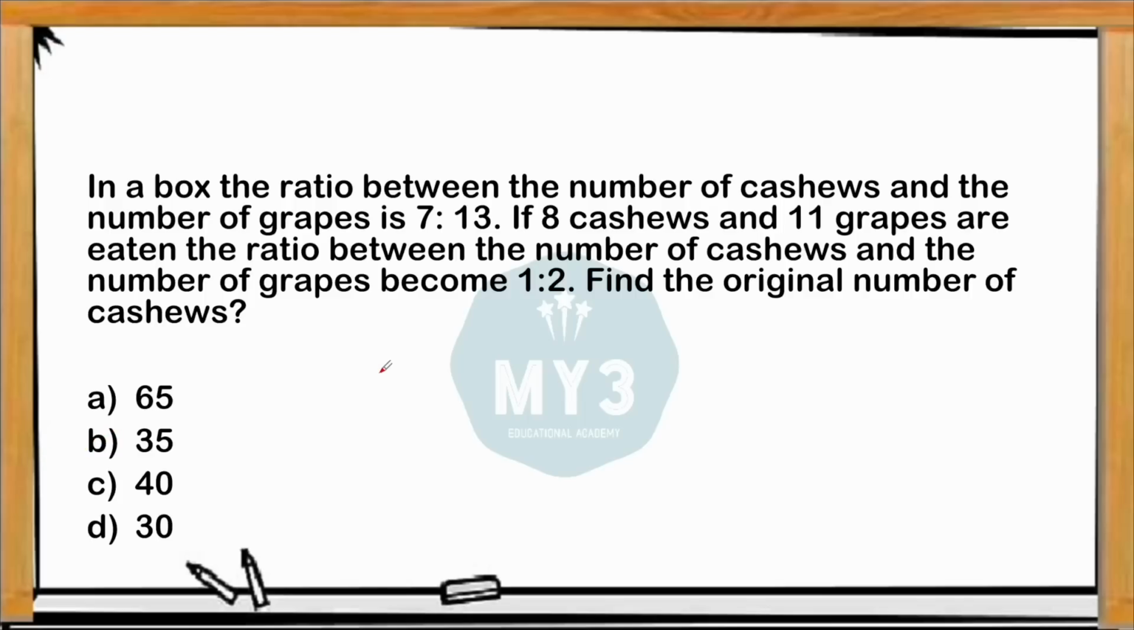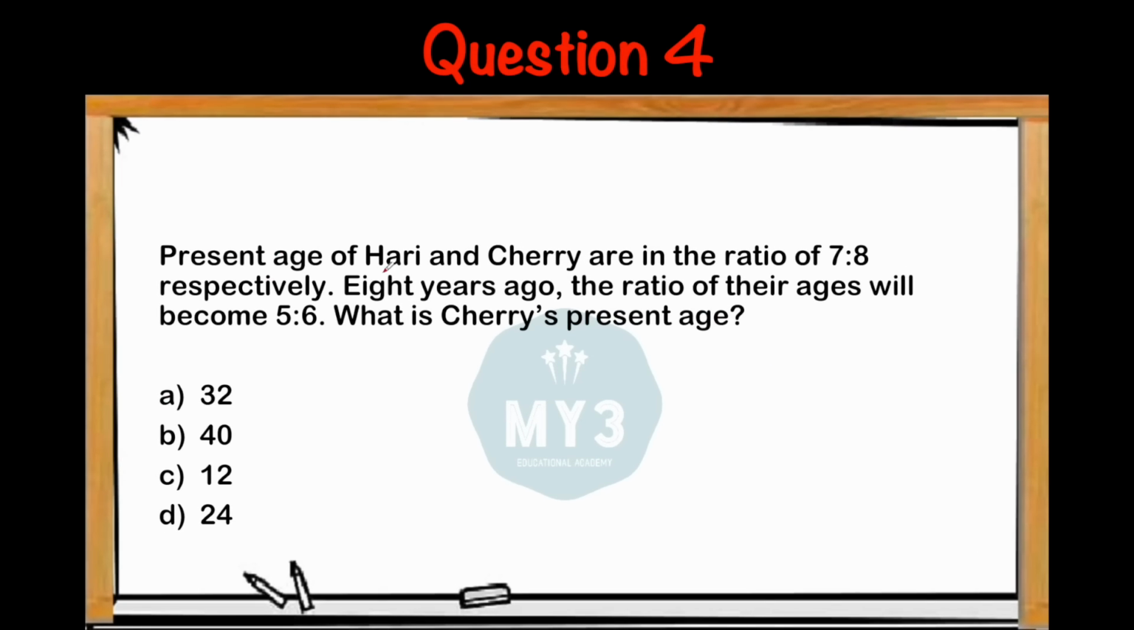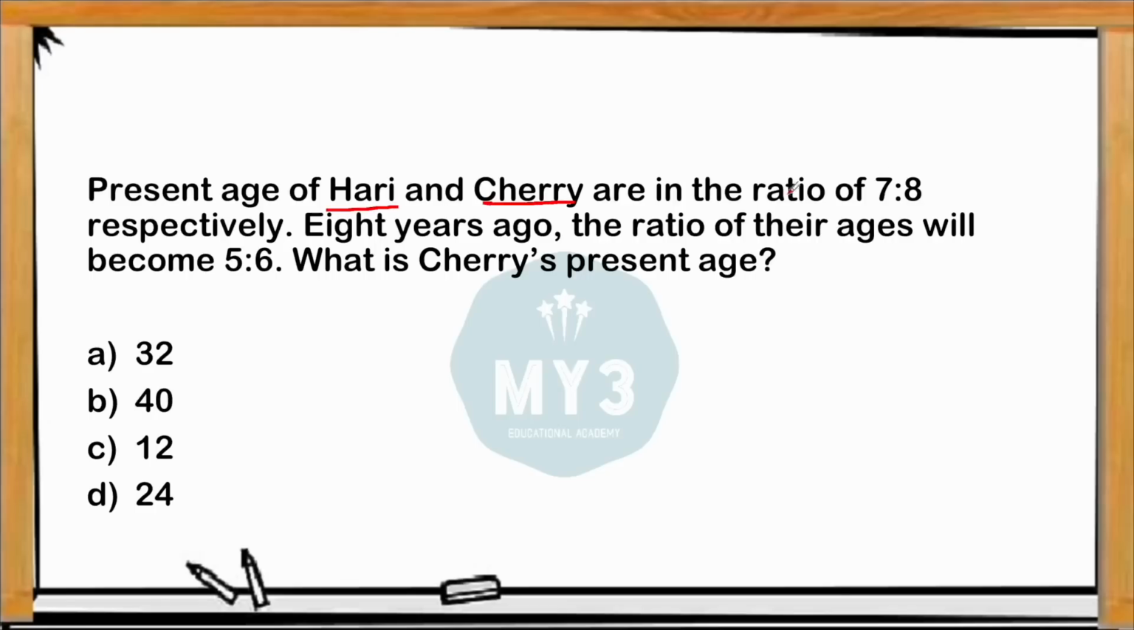And if you want to apply the common sense approach, you can go with the common sense approach also. You can just observe what is the final question for us. They are asking the original number of cashews. Original number of cashews means cashews and grapes are in the ratio of 7 is to 13 initially. That means original number of cashews is definitely 7 parts, that means 7 multiplier. Look at the option which is in the 7 table. That will be your answer. 65 eliminated, 40 eliminated, 30 eliminated. Mark the answer 35.